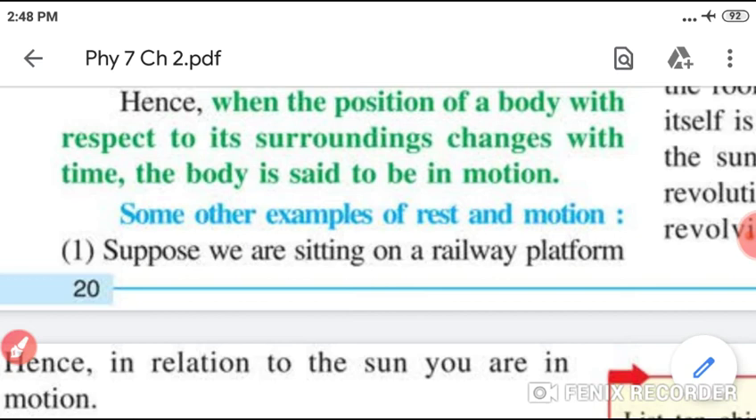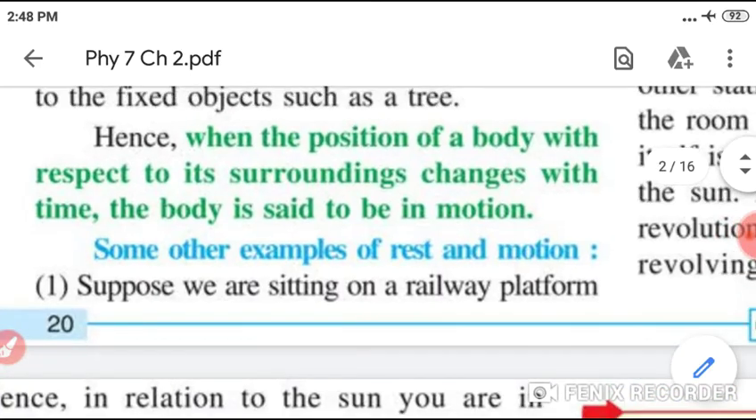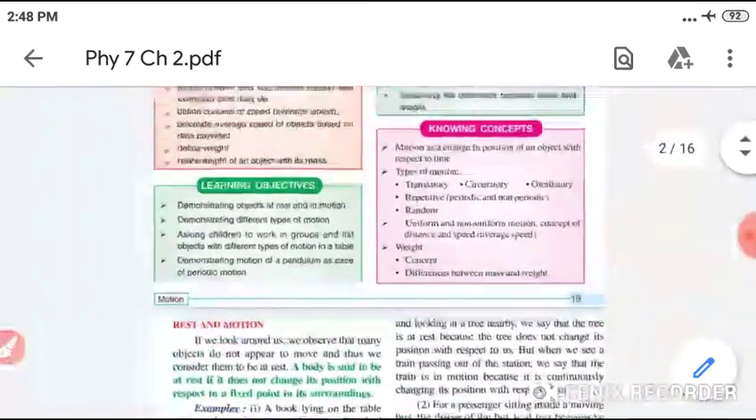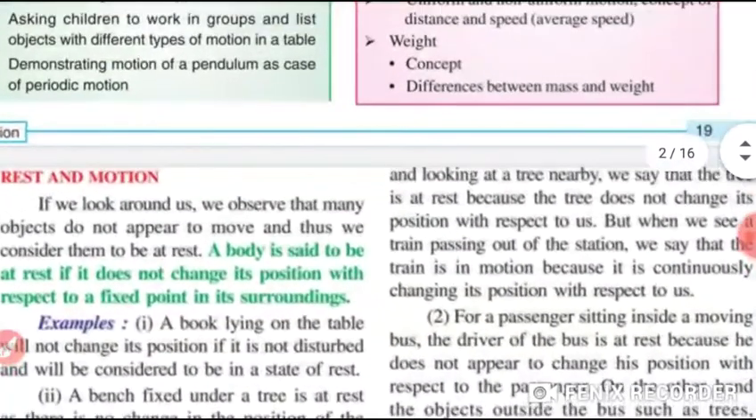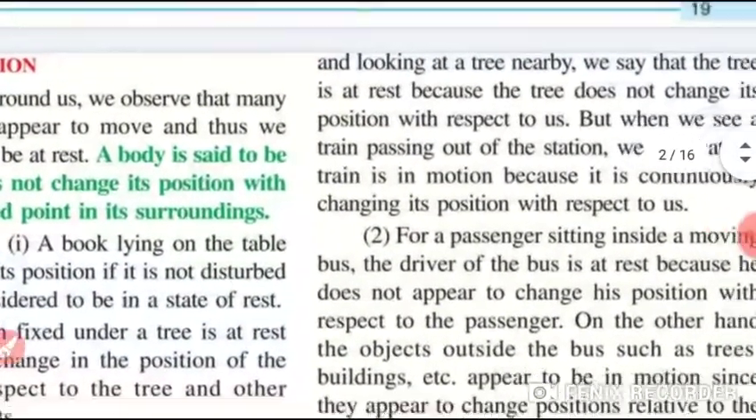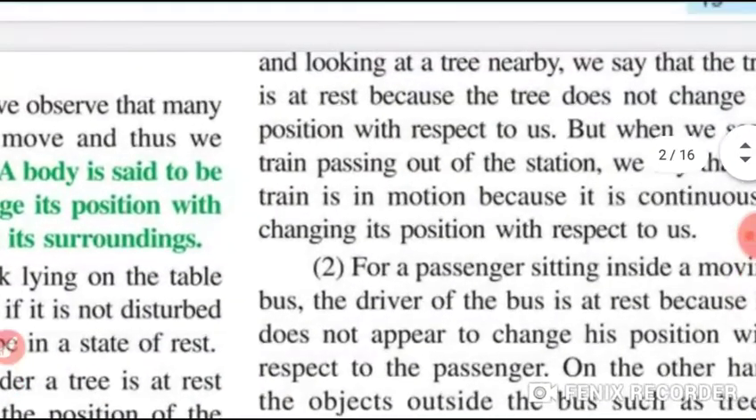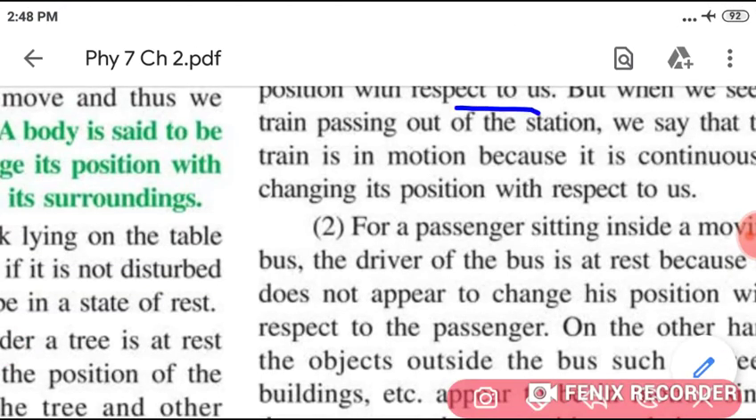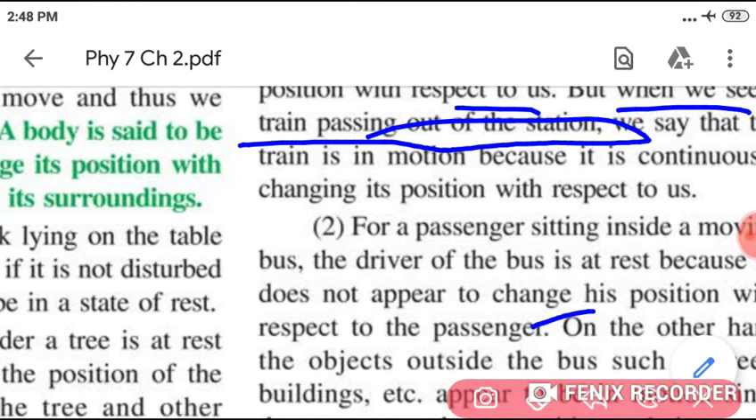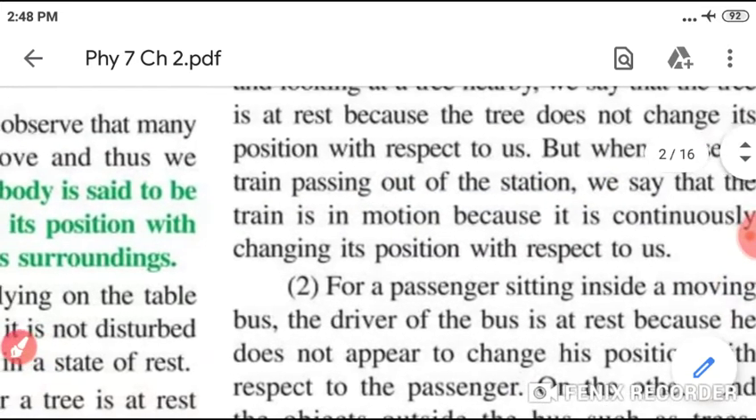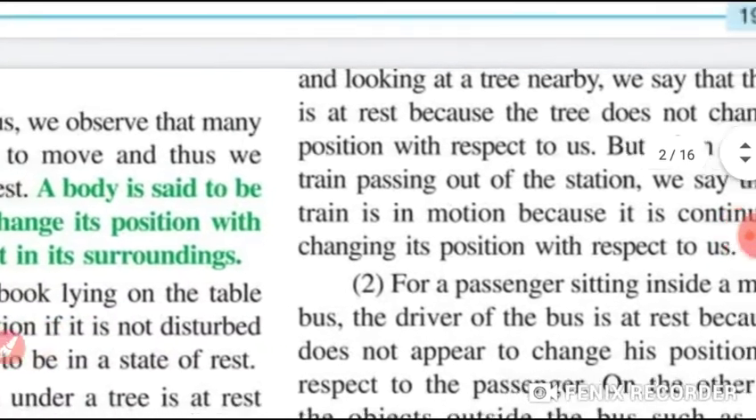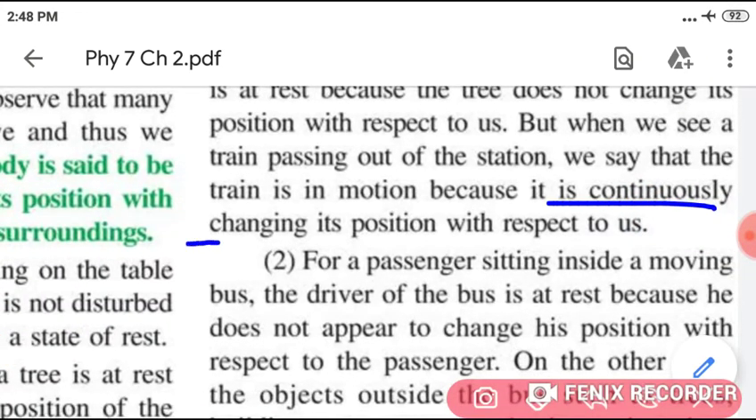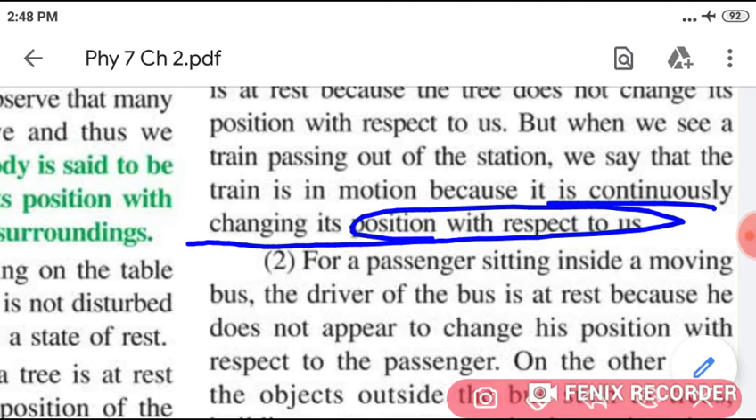Okay. Now some other examples are given here in your book, students, of rest and motion. Let's see. Suppose we are sitting on a platform and looking at a tree nearby, we say that the tree is at rest. Why? Because the tree does not change its position with respect to us. But when we see the train passing out of the station, we can say that the train is in motion. Why? Because it is continuously doing what? Changing its position with respect to us.